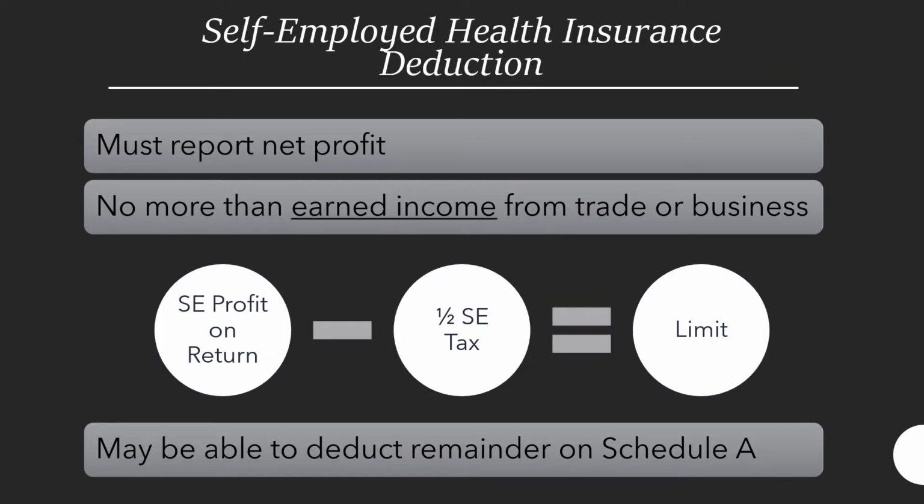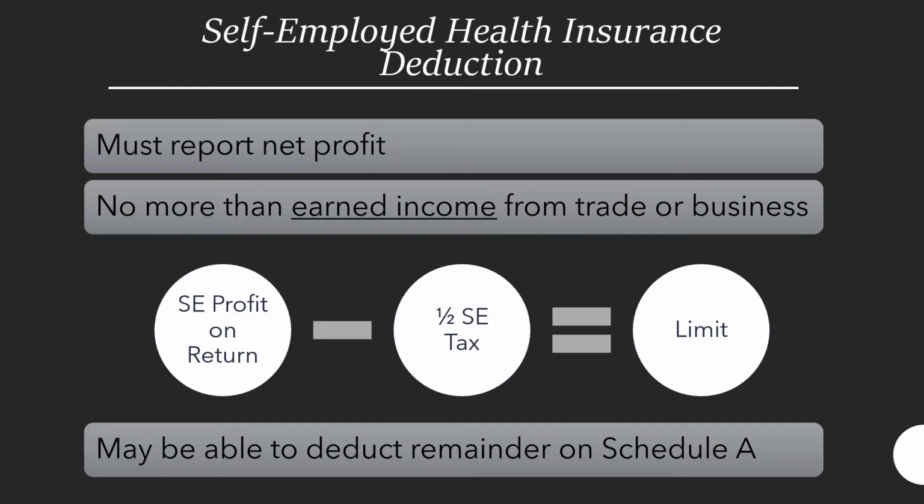Now, there are some limits on how much a taxpayer can take for the self-employed health insurance deduction. So first of all, they have to report a net profit from their trade or business on their Schedule C. Otherwise, they wouldn't be able to take this. They can't use this deduction to create an even bigger loss. And then they can't take any more than the earned income from that trade or business. So even if they did report a profit, they would be limited to the amount of that profit, and the profit must specifically be earned income.